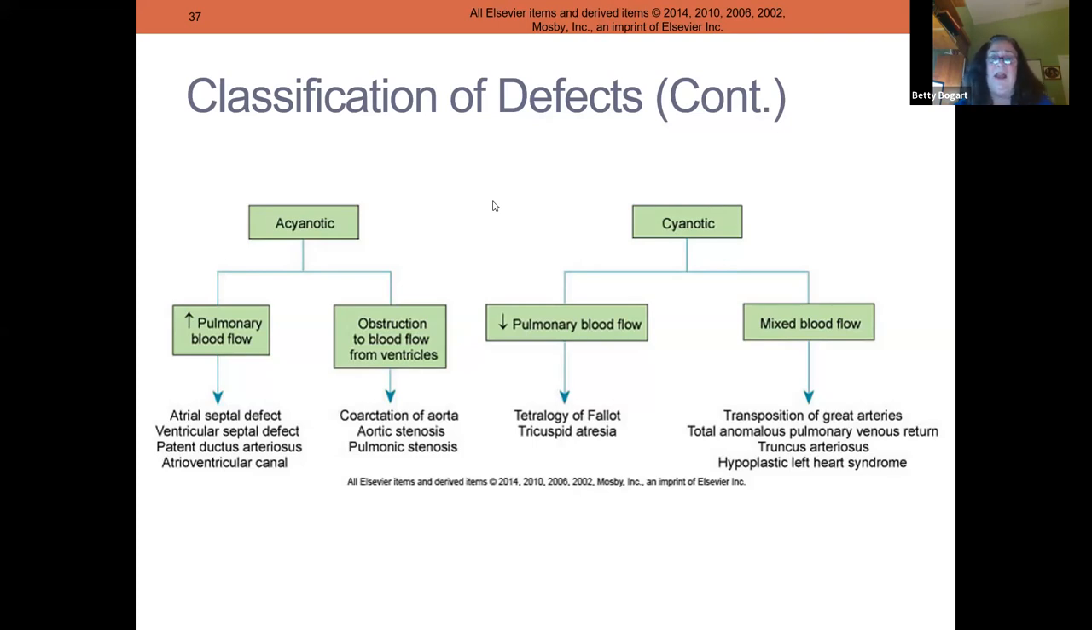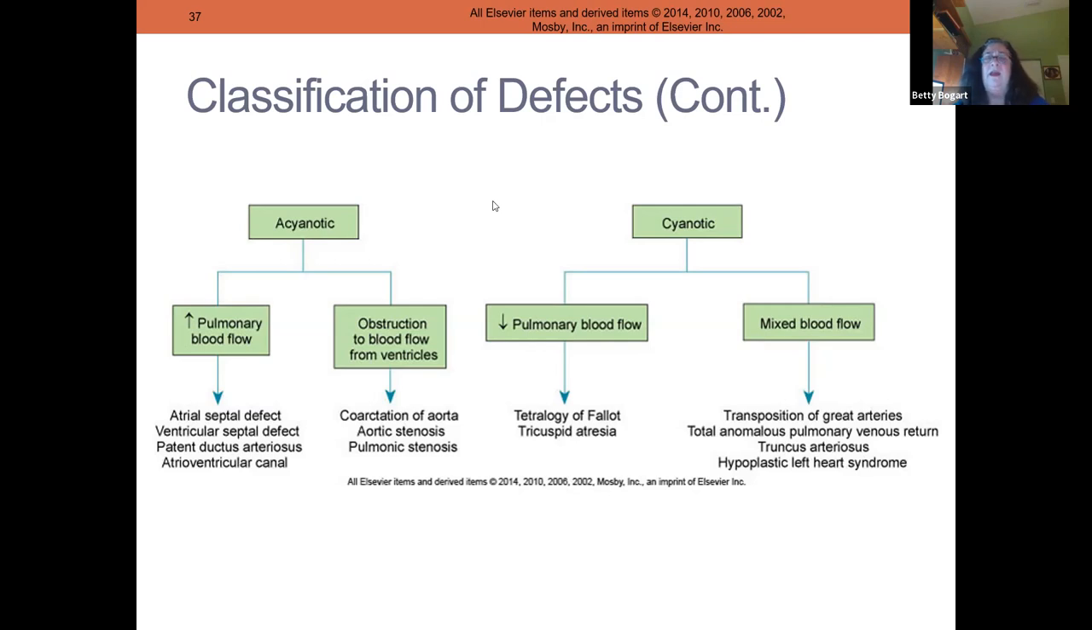Now, tetralogy of Fallot is the most common of all your congenital heart defects. Tetralogy of Fallot is the one diagnosis in congenital heart defects you'll see on HESIs, quizzes, exams. NCLEX loves tetralogy of Fallot. So this is the one diagnosis that you need to look at. Open your book, look at it, see the way blood flows.